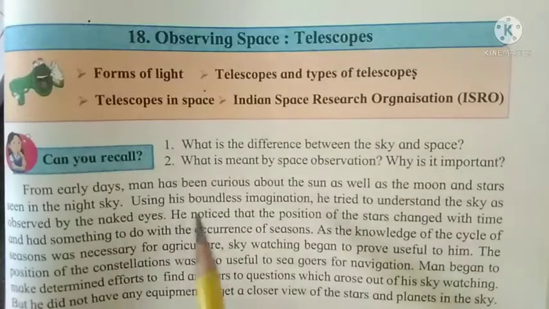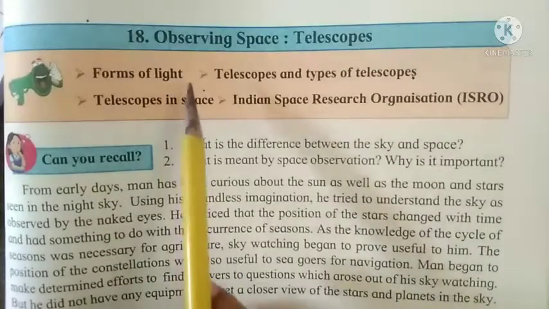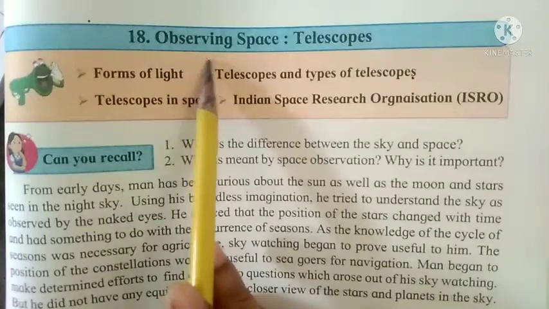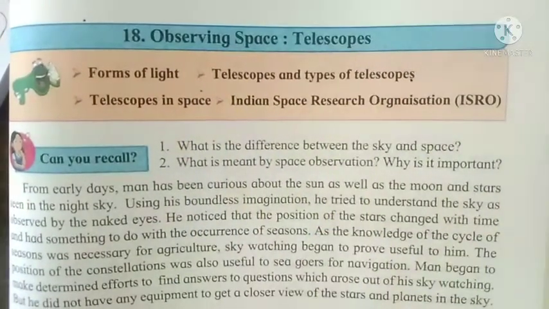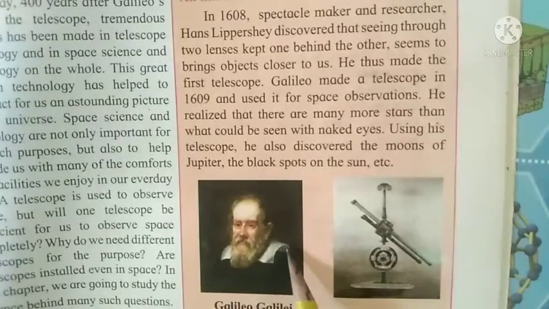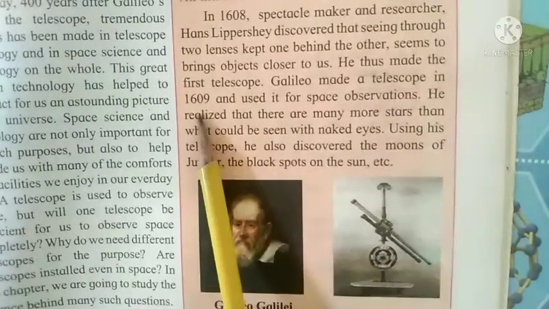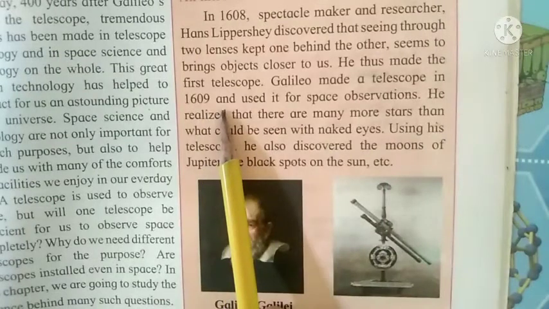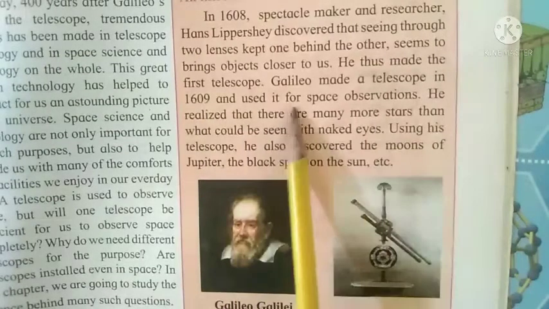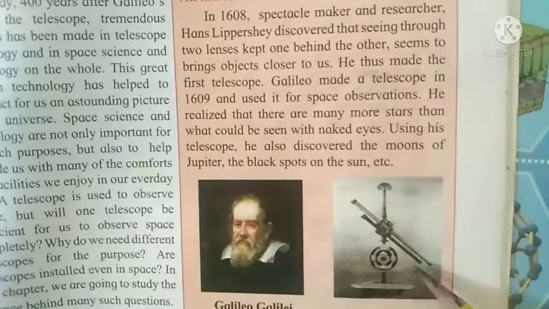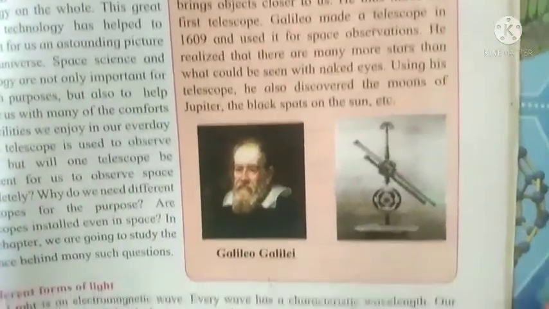Now the next activity, that is activity number 11, chapter number 18, Observing Space. Here Galileo made the telescope in 1609 and it is used for space observation. So this one is the telescope.